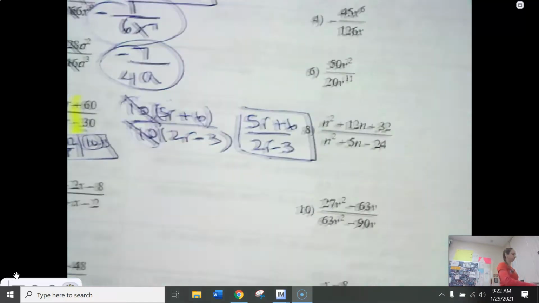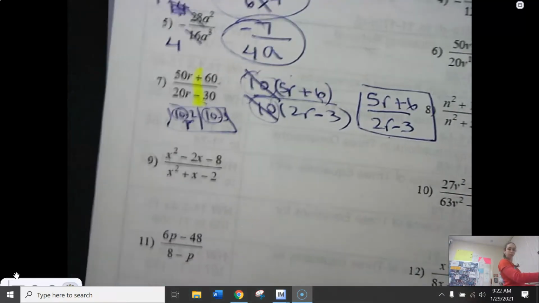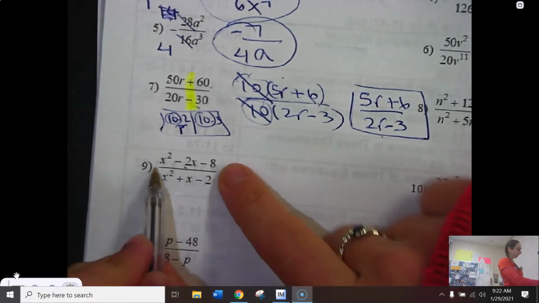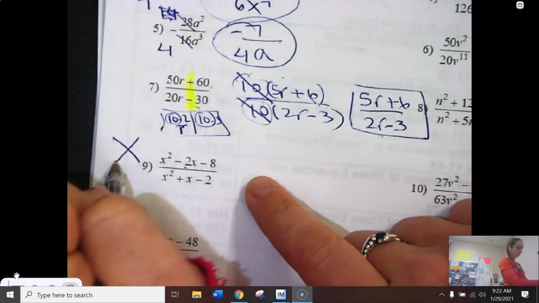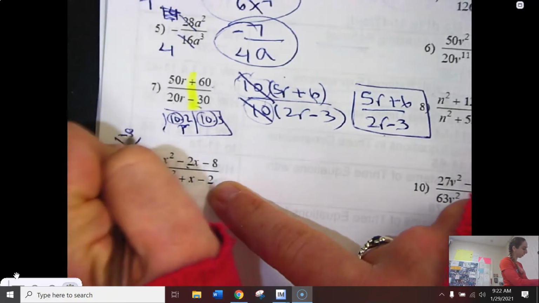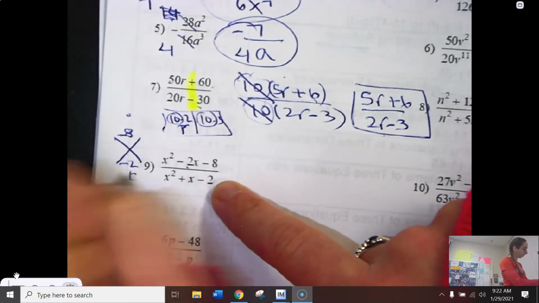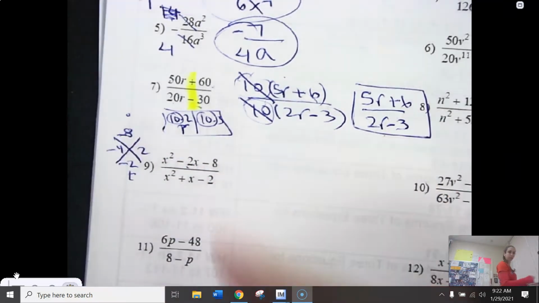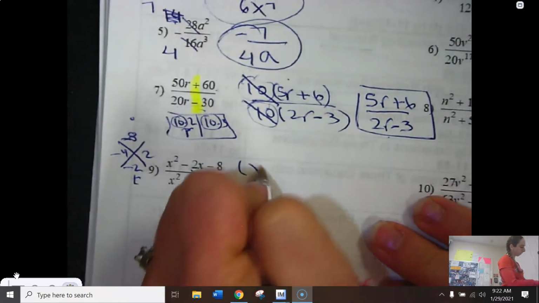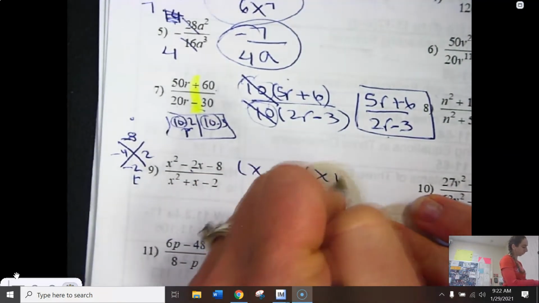Okay, let's look at number 9. I'm going to be factoring. So if I'm going to factor, I see this as magic X. So I'm going to come over here with my cute little magic X. Some of us don't need the magic X anymore. Some of us do. Whatever. If you need it, use it. If you don't, don't. X minus 4, X plus 2.